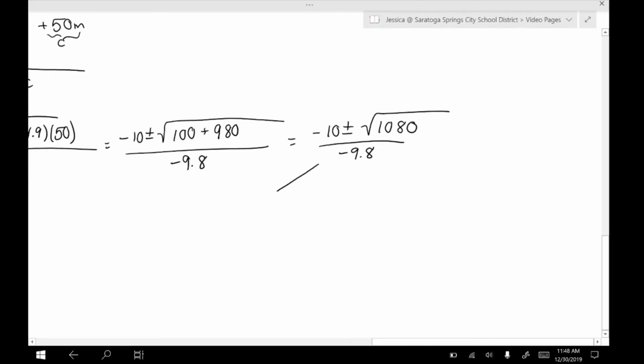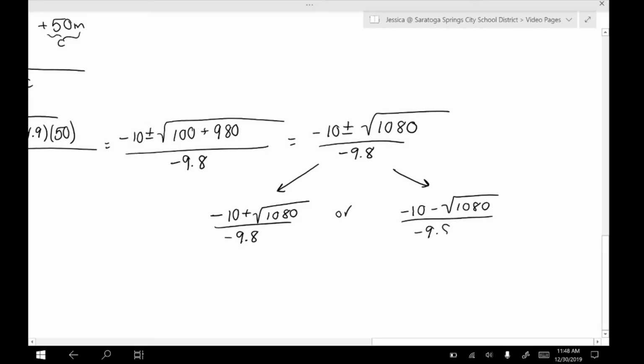Okay, now remember that plus or minus means we're either doing negative 10 plus the square root of 1080 over negative 9.8, or negative 10 minus the square root of 1080 over negative 9.8. Now remember, we're solving for a time. So if we get a negative number, that's not going to make any sense because you can't have negative time. So when I do the square root of 1080, we get 32.86. So negative 10 plus 32.86, over negative 9.8. Well, since 32 is bigger than 10, I'm going to get a positive number on top, and a positive divided by a negative is a negative. So this one is not going to work for me.